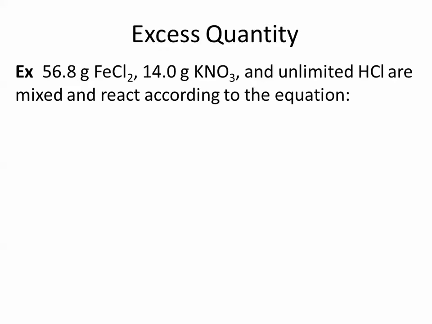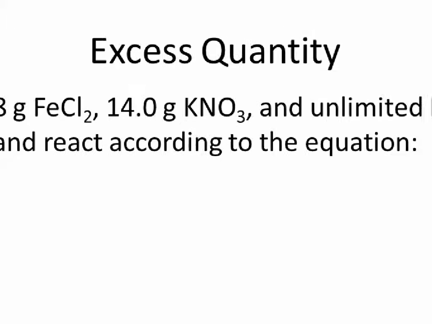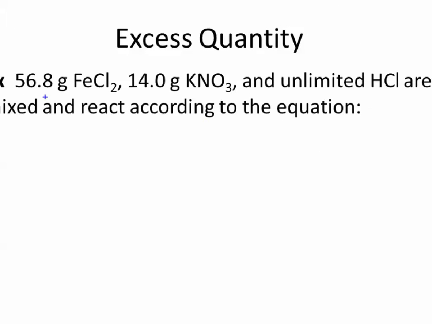Figuring out what the limiting reagent is is only the first part. The rest of it is figuring out how much extra you're going to have left over. So in an example here, we're going to do both. I'm going to figure out what the limiting reactant or reagent is, and how much is left over. So here is the example. Notice that I'm giving you a certain mass, just like of bread, except it's FeCl2, and another certain mass, except instead of cheese it's KNO3.